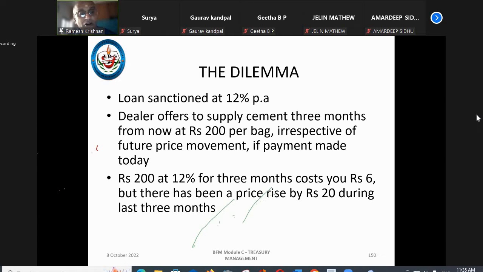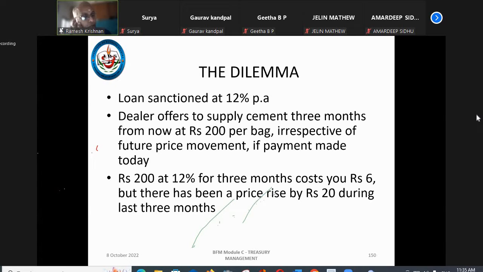So the funding cost: 200 rupees, if you were to pay from your housing loan disbursement for 3 months, that 200 will carry an interest rate of 1 rupee per 100 per month. So for 3 months, 3 rupees for 100, and for 200 rupees, 6 rupees. So your cost is essentially 206. Cost means the purchasing cost will be 200 plus 6 rupees, your funding cost. This is called the locked-in price of the cement for 3 months from now, at 206.